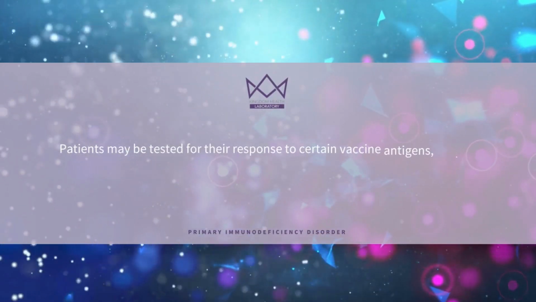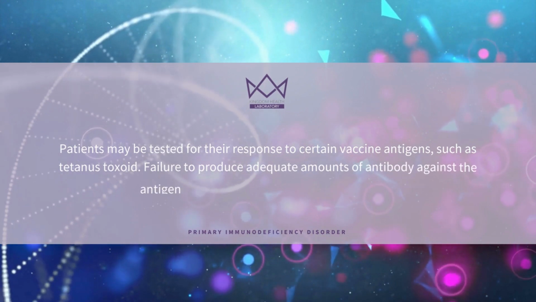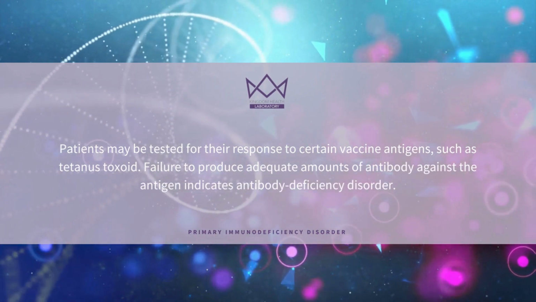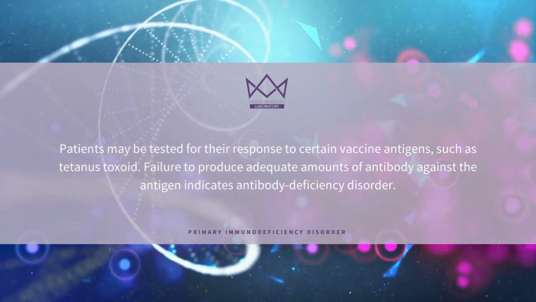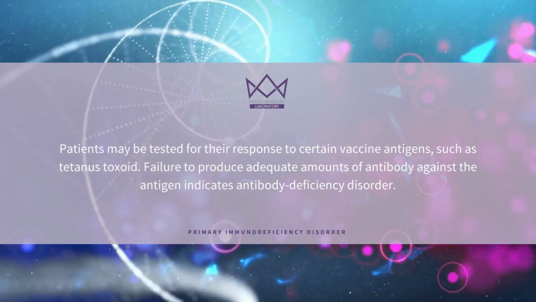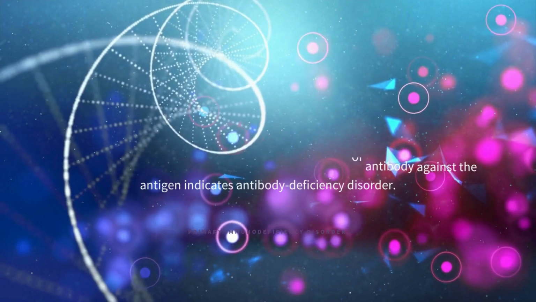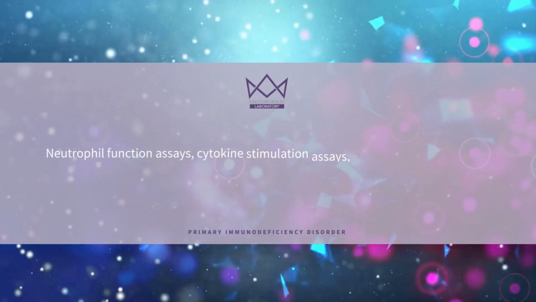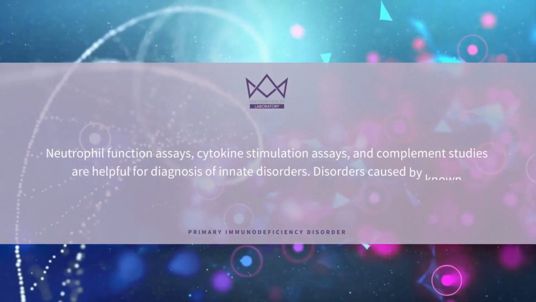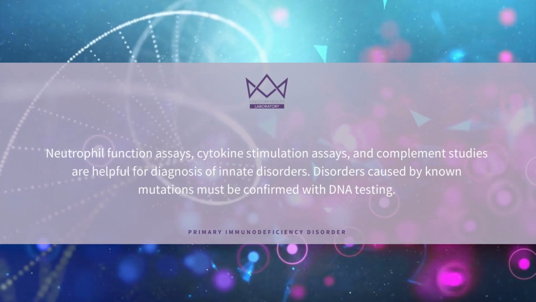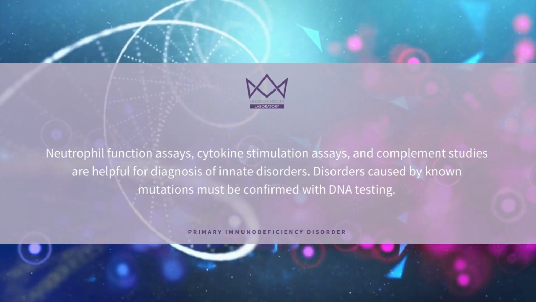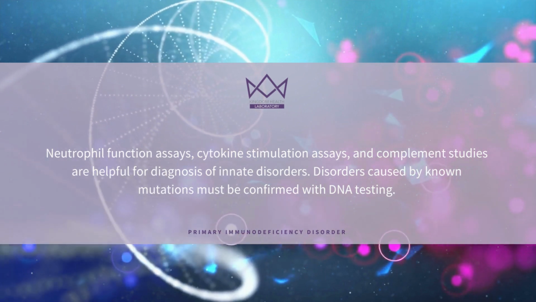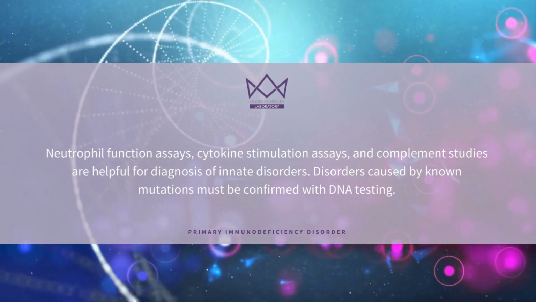Patients may be tested for their response to certain vaccine antigens, such as tetanus toxoid. Failure to produce adequate amounts of antibody against the antigen indicates antibody deficiency disorder. Neutrophil function assays, cytokine stimulation assays, and complement studies are helpful for diagnosis of innate disorders. Disorders caused by known mutations must be confirmed with DNA testing.